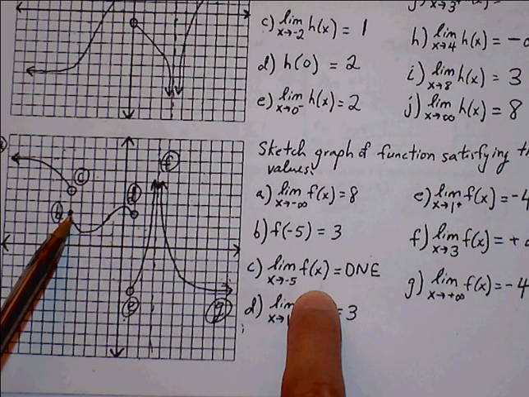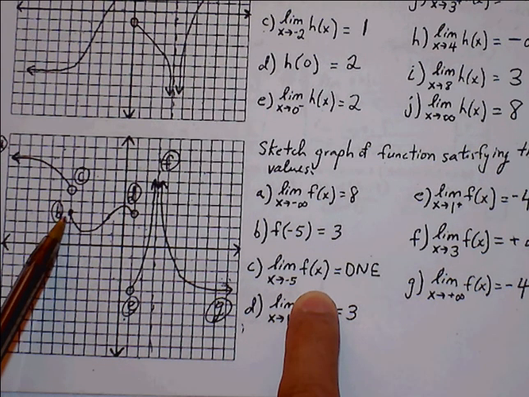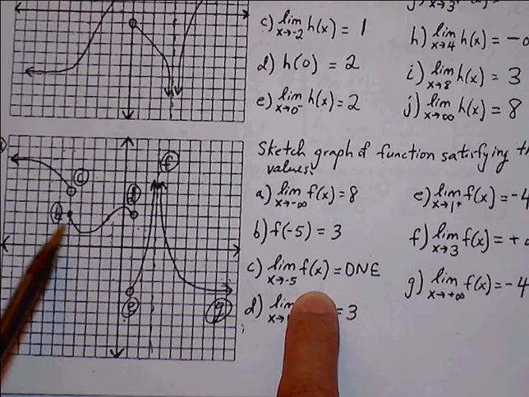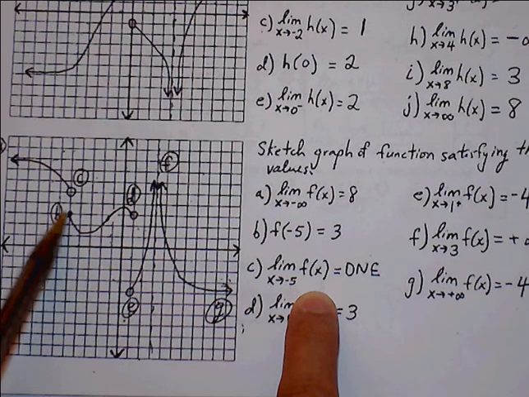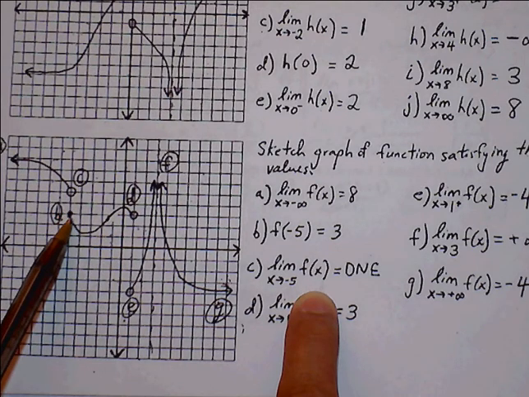Limit as x approaches -5 does not exist, so we want the graph to not exist at -5. Either we can have a vertical asymptote there, or we could have a graph where there's a disconnect, so there are a lot of options of what can happen here. We just want the graph to not be connected at that point.